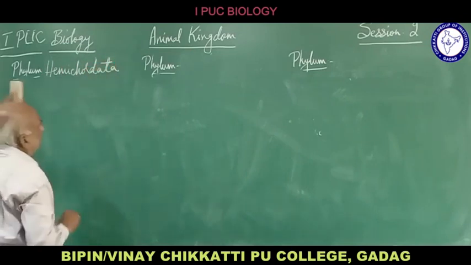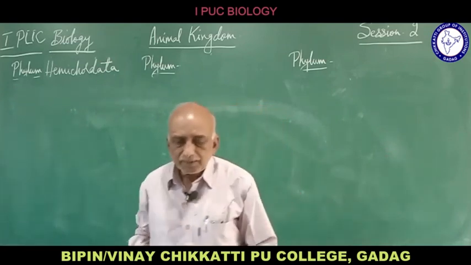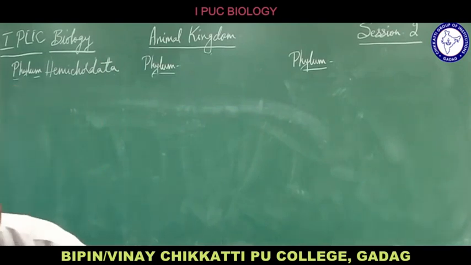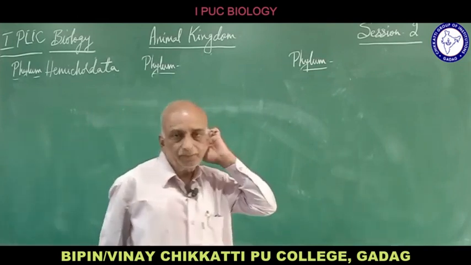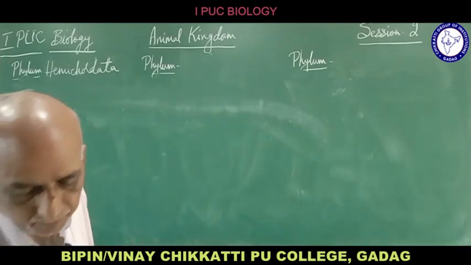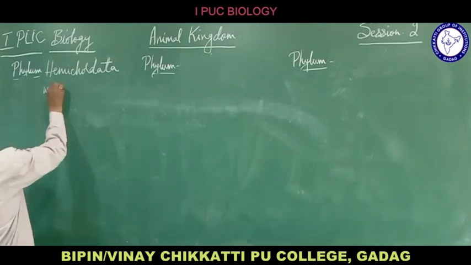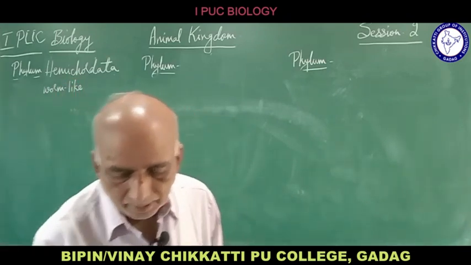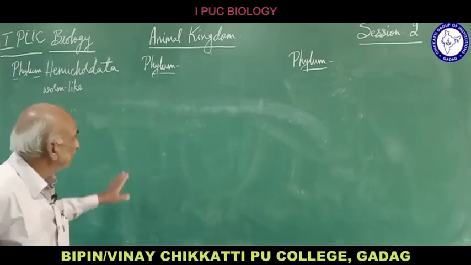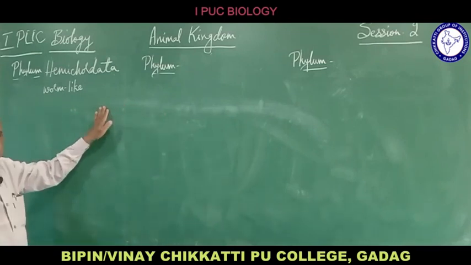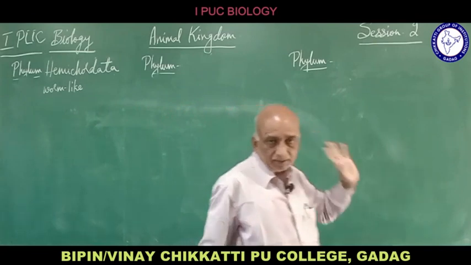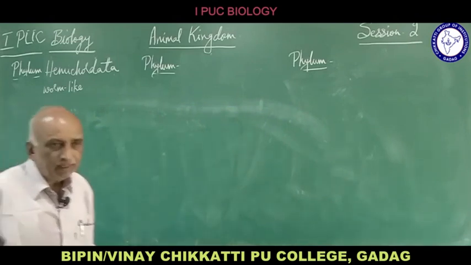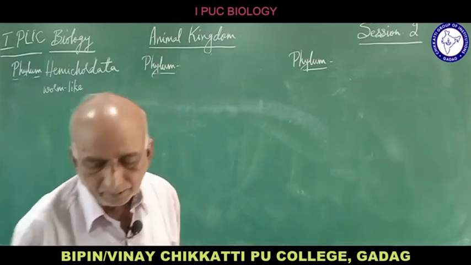So phylum Hemichordata is a small phylum. It includes worm-like marine animals. They are also found in seawater, and they are bilaterally symmetrical, just like the phylum Arthropoda and Mollusca. But phylum Echinodermata is radially symmetrical; adults are radial, but the larvae are bilateral. These are also bilaterally symmetrical, and definitely they are triploblastic, and they have a true coelom.